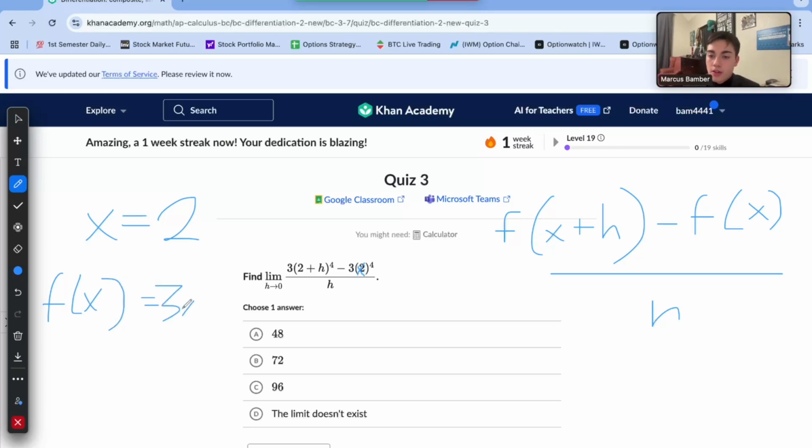And then we know our x value is 2, so we're going to take the derivative of 3x to the power 4, which is 12x to the power 3, and we're going to just substitute back in our 2. 2 to the power 3 is 8, 8 times 12 is 96, so C is the correct answer with this one.